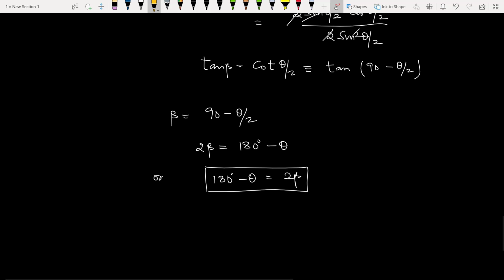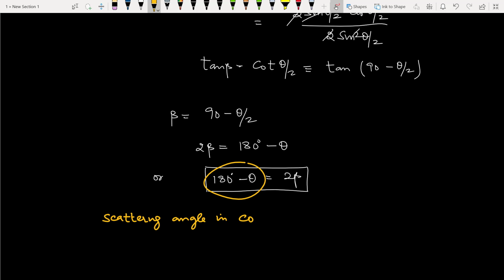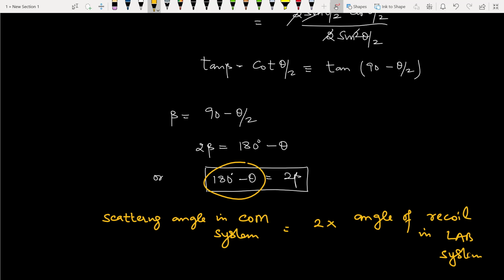In words we can write it like, what is this? This is the scattering angle in center of mass system. It is equal to twice into angle of recoil in lab system. So this is our required relation.